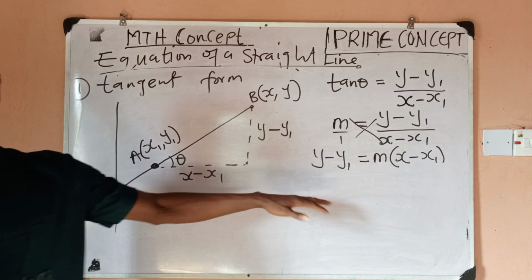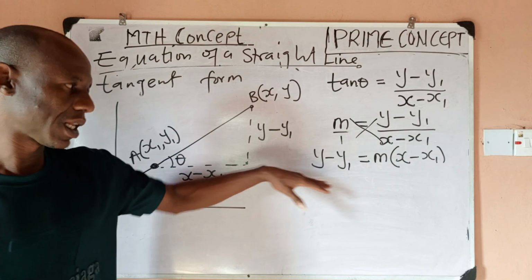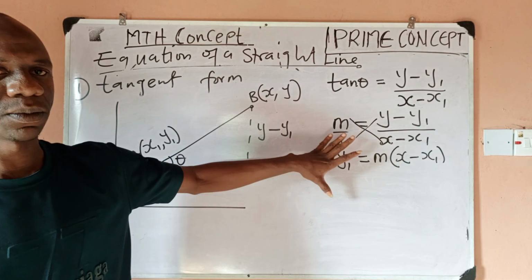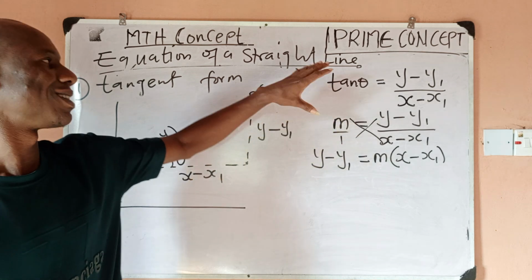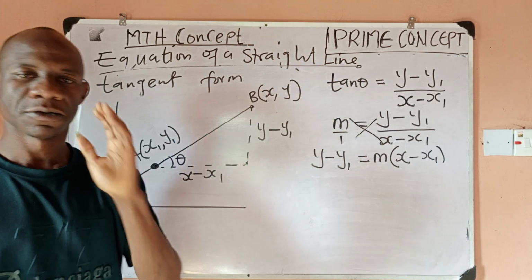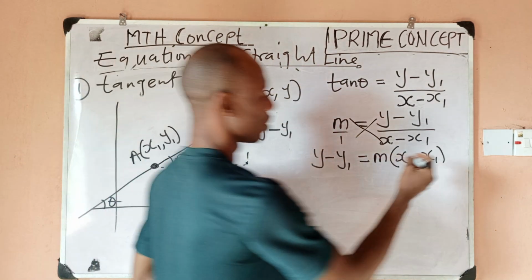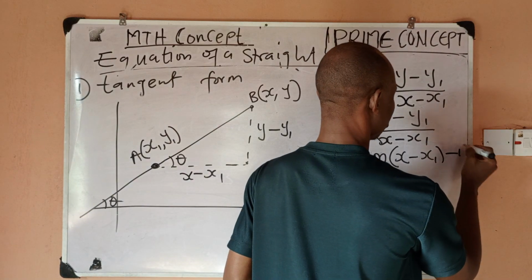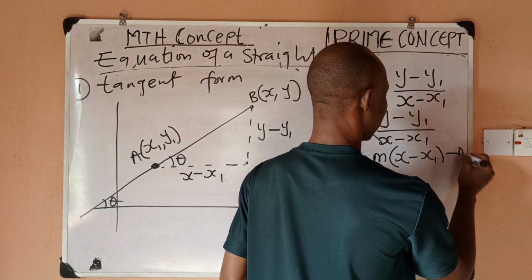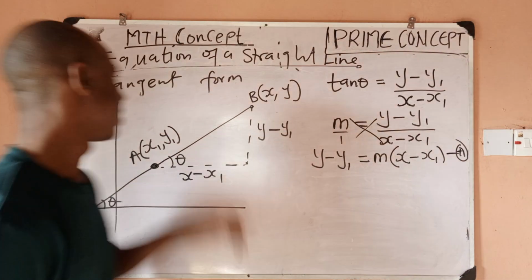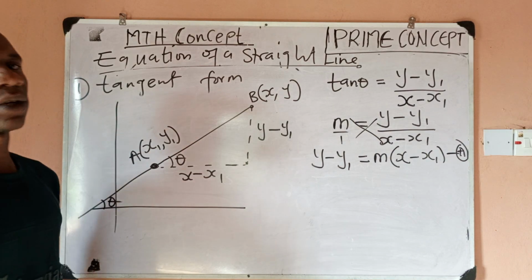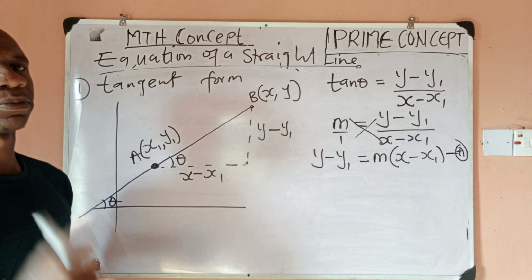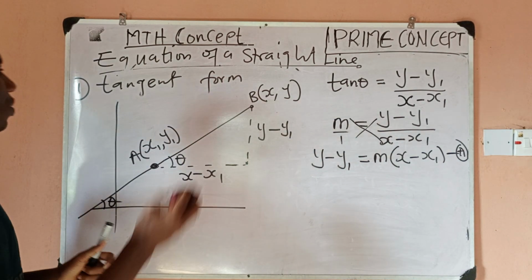So this is a way we can find the equation of a straight line. We can still use this relationship, and this is also known as the tangent form for the equation of a straight line. So I'm going to call this equation A, the first, the tangent form for the equation of a straight line. Now I'm going to use it to solve a problem so that the concept can also be clear.